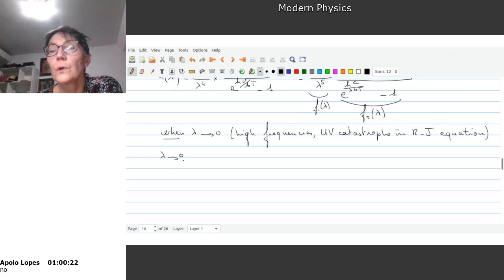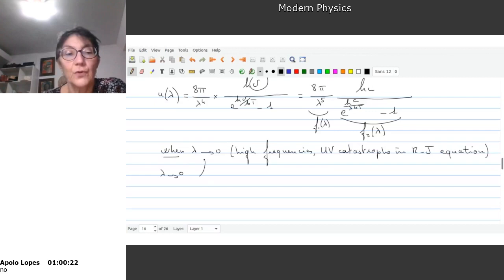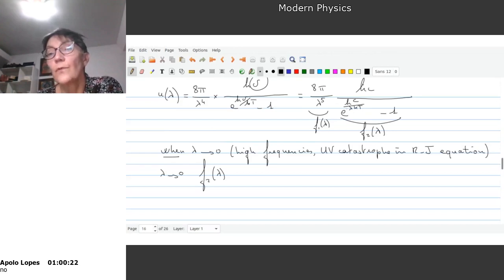This goes to... this is very big, okay? So you have f2 of lambda, which is this one. So 0, so this quantity exponentially tends to infinity, okay? And so you have something that tends to 0, okay? So you will have these two functions, okay? This one diverges, and this one, okay.